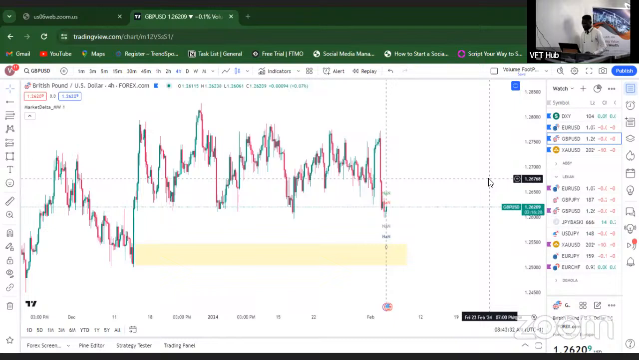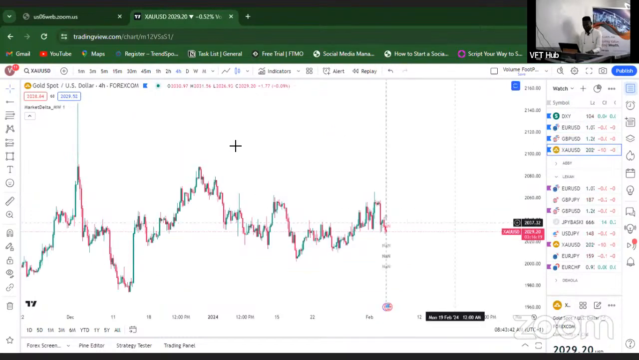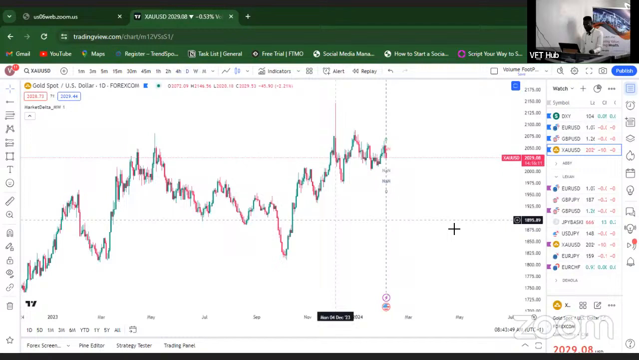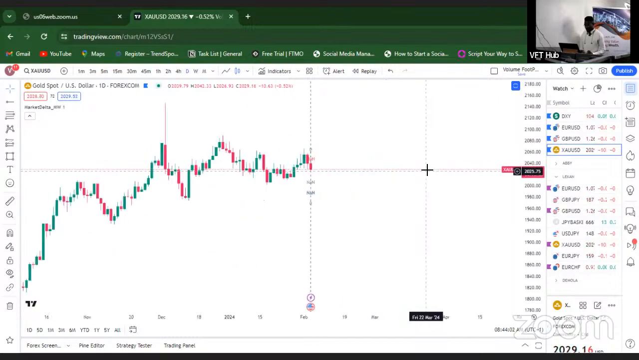Right, our analysis on gold this morning. Now, looking at gold this morning from the higher time frame. And on the higher time frame, on the daily, we can still see that gold is still very much bullish. That's what is happening currently on gold, it is very much bullish. However, we are looking at where price would react from.